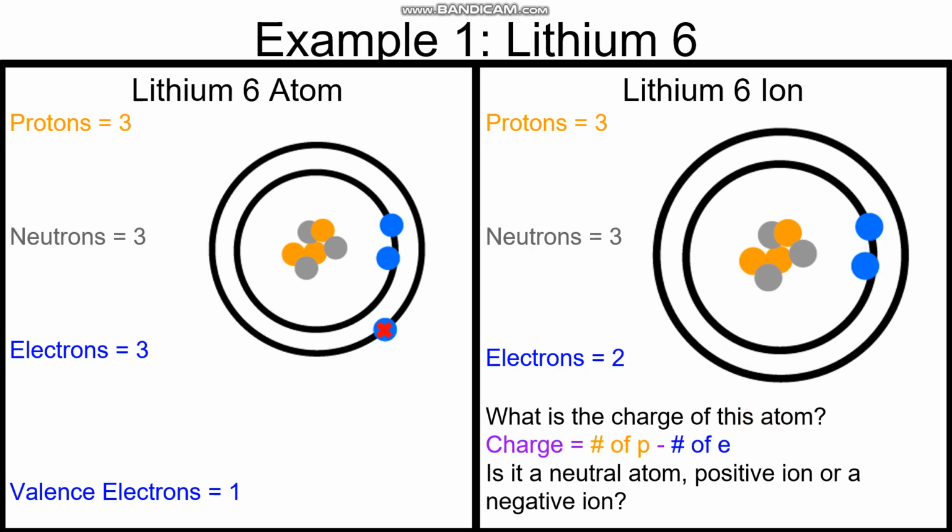Well, to figure out the charge, remember that that's just the number of protons minus the number of electrons. This atom has 3 protons. It has 2 electrons. So we're going to do 3 minus 2. 3 minus 2 equals 1, so that means it has a charge of 1. Okay? And then the last question asks, is this a neutral atom, a positive ion, or a negative ion? Well, I would say that this has to be a positive ion because it has a charge of positive 1. If it had a negative charge, it would be a negative ion, and if the charge was 0, it would be a neutral atom.